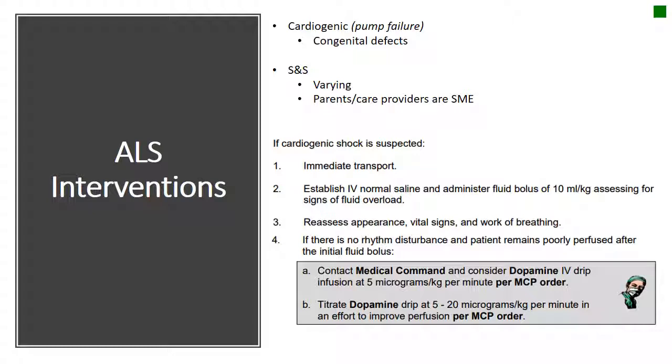Give a bolus of only 10 per kilo. Since those little pumps aren't as effective as a normal healthy kiddie pump, half the dose. So give one bolus of 10 per kilo. If that doesn't work, contact medical command, speak to a physician of how to treat that specific disease, which is most likely going to be with a pressor.